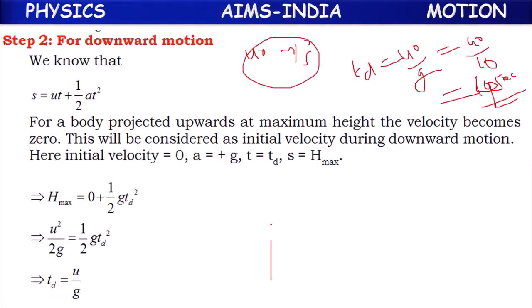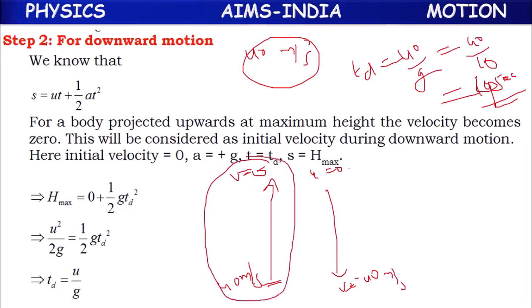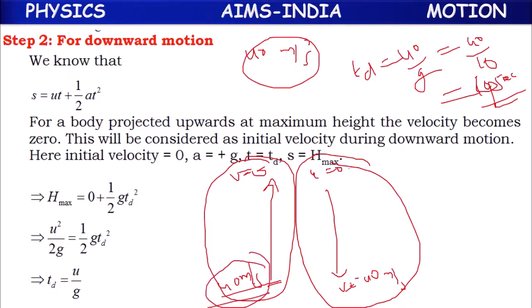while throwing it up, we have thrown it with 40 meter per second. Velocity will become 0, and now the initial velocity will be 0. Again it will come down with velocity 40 meter per second. While going upwards and coming downwards, the u values are different. But if they give the initial velocity while going up, and we want to calculate how much time it will take coming down, TD, we can calculate with this formula.